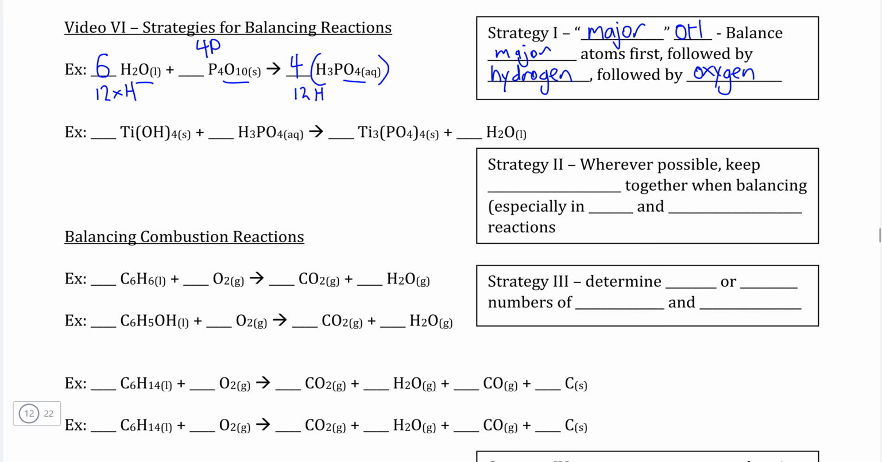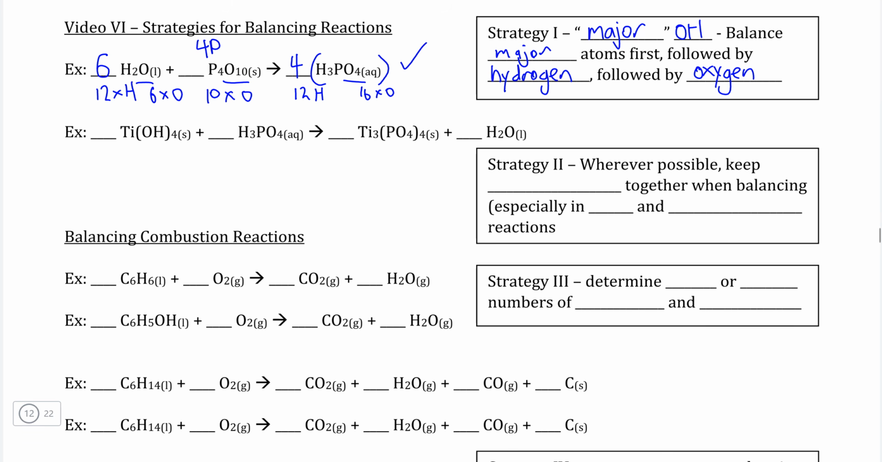4 times 4 is 16 oxygen that we see in the products. Then we have 10 oxygen in our second reactant here, and because of the balancing coefficient of 6, we have 6 oxygen here. 10 plus 6 is 16, so oxygen has balanced itself out here.